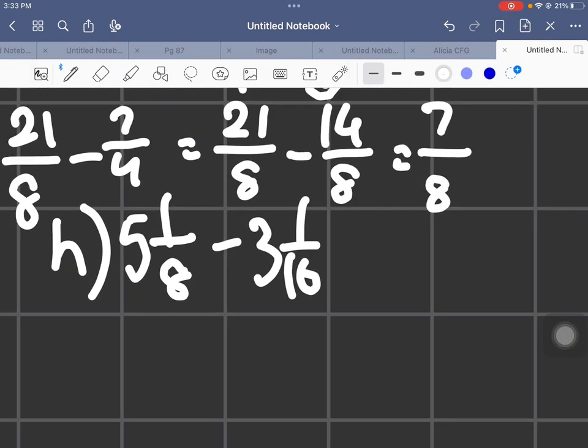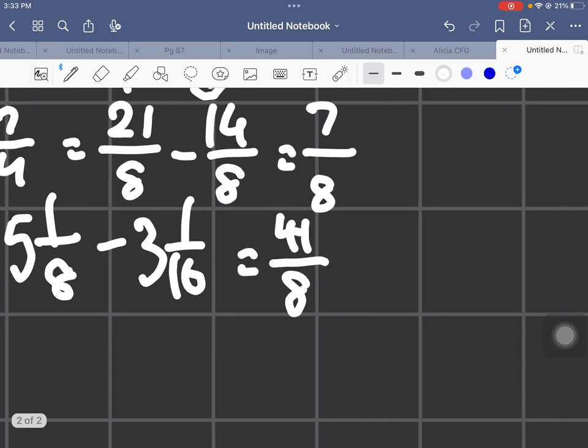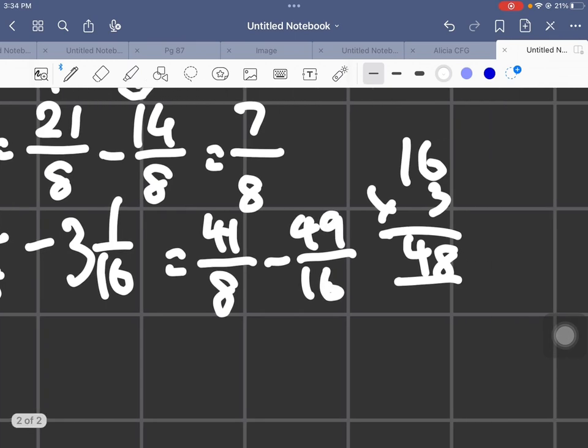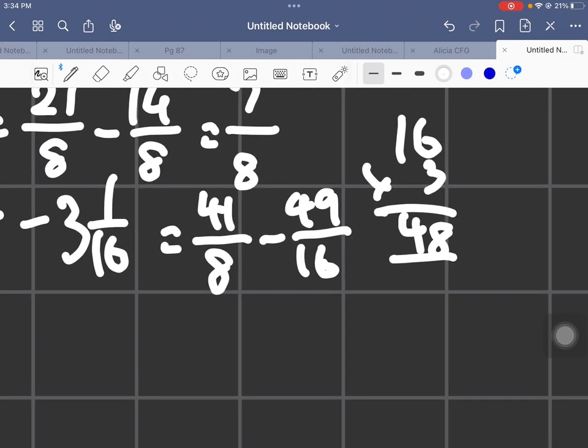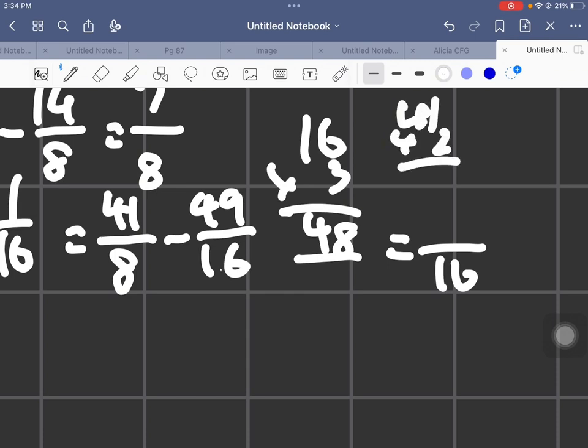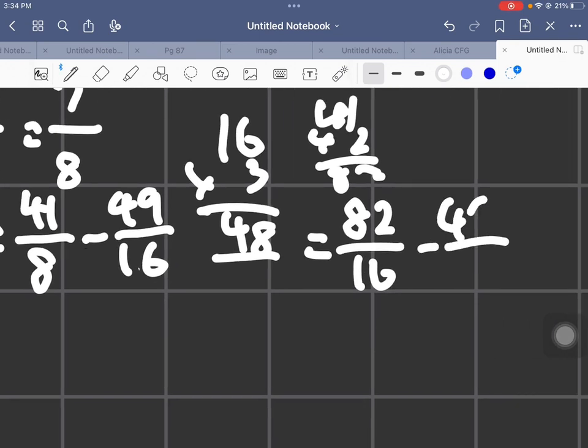Question H. The same thing, we need to convert it to an improper fraction first. 5 times 8 equals 40, 41 plus 8, over 8. 16 times 3, we'll get 48. So 48 plus 1 is 49 over 16. In order to move on, we need to convert them to the same denominator, which is 16, because 8 times 2 equals 16. 41 times 2, we will get 82, minus 49 over 16.